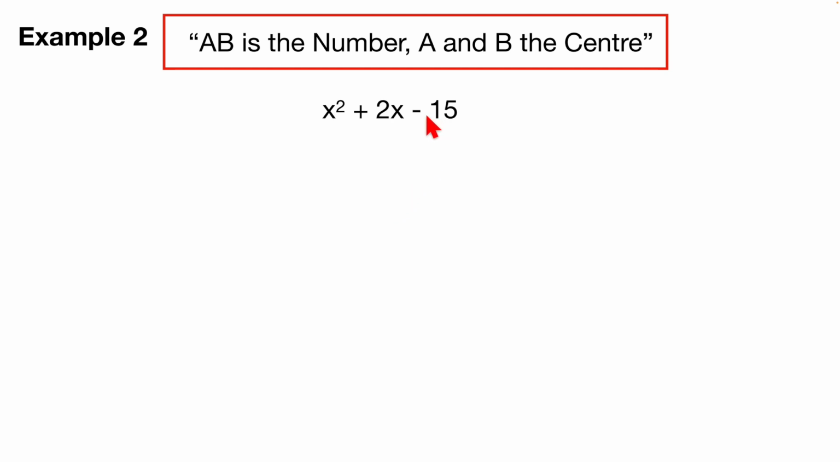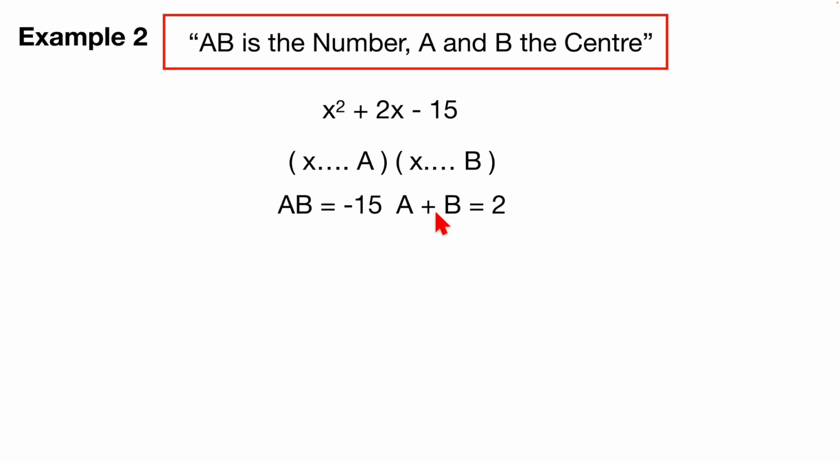Okay. Here's another example. Don't forget, AB is the number, A and B the centre. We've got a minus sign here. Oh dear. Right, so we're looking for A and B. Here we know that A times B is 15. And we know that A plus B is equal to 2. One of these numbers is going to be negative. I'm going to look at the factor pairs of 15. 1 and 15, the gap between them is 14. Not going to get this out of that. 5 and 3. Oh, 5 and 3, the difference between those two numbers is 2, which looks like that.